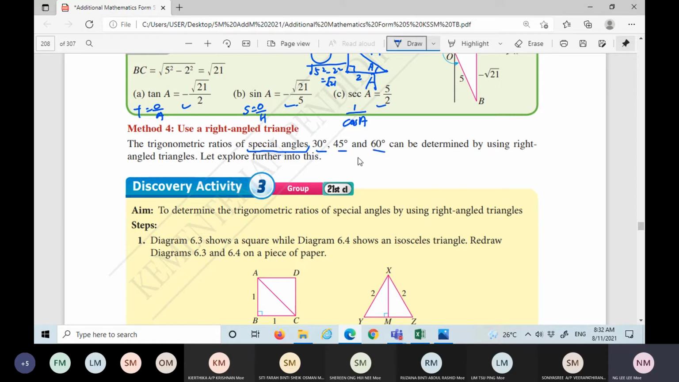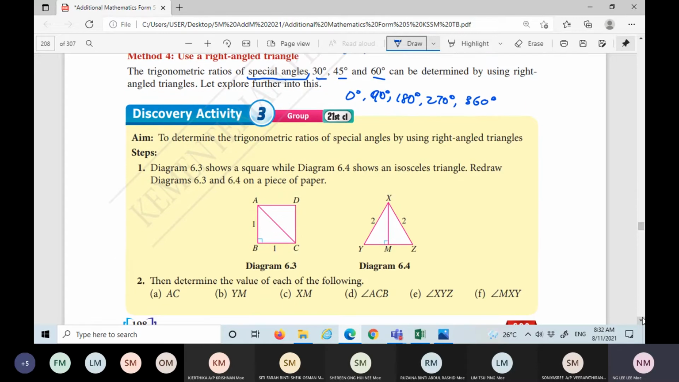Other than that, the special angles not using the right angle triangle are 0, 90, 180, 270, and 360. All these are special angles. You must know what the trig values of all this are. This special angle by using the right angle triangle, I think you have learned in your modern maths. Am I right?